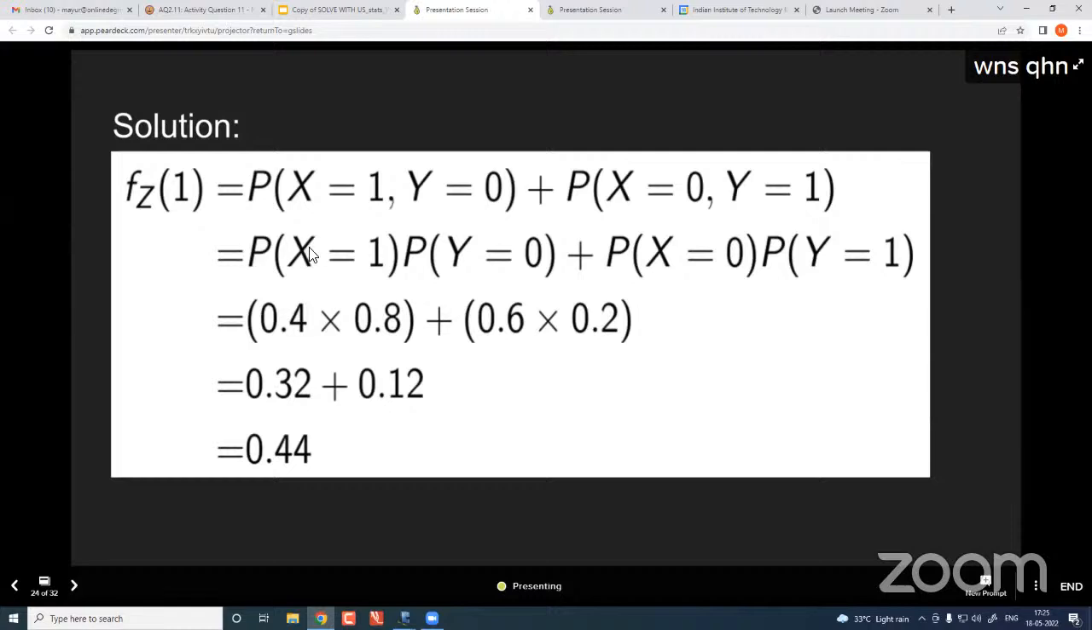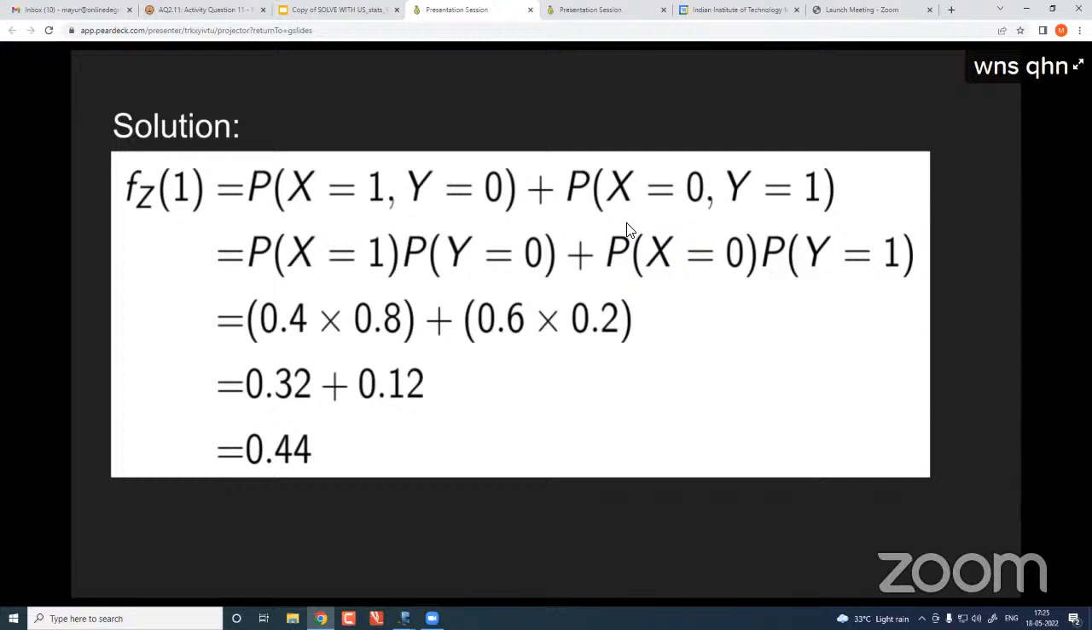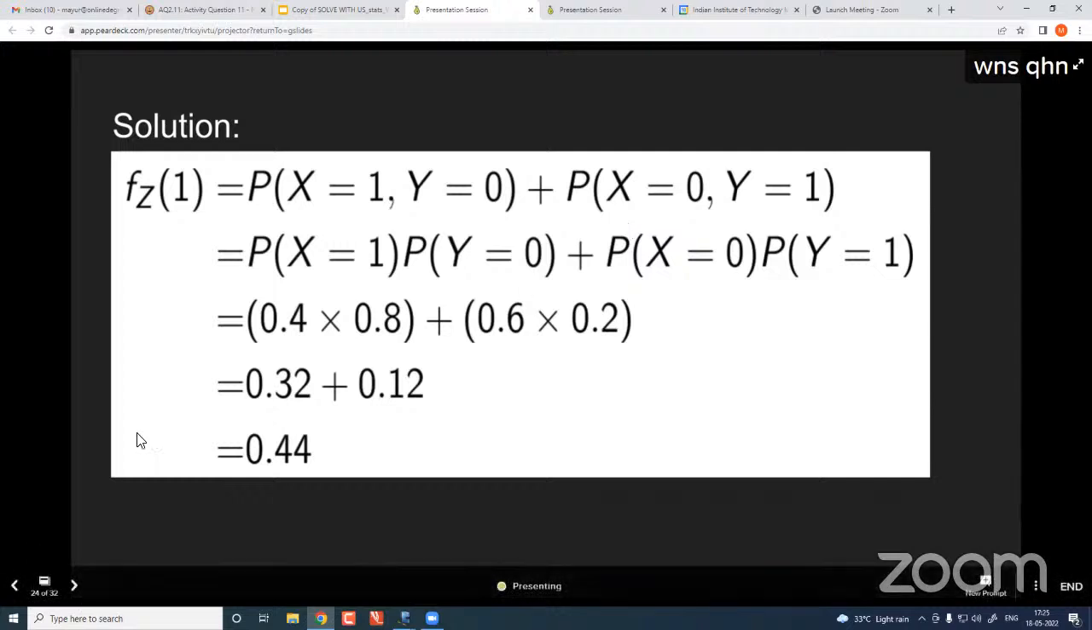So as I said, there are only two possibilities, right? When x equals 1 and y equals 0, and when x equals 0 and y equals 1, correct? And x and y are independent random variables. So we can write probability that x equals 1 times probability that y equals 0 plus probability that x equals 0 times probability that y equals 1, right?